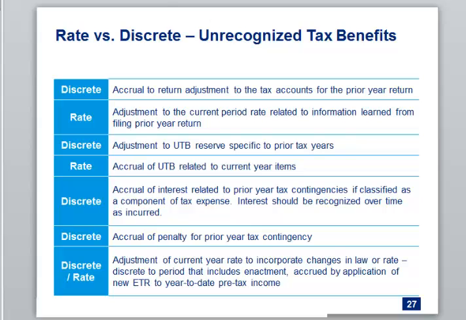So Rilla's question was this. Adjustments to UTBs. If it relates to a prior year, it's discrete. If it relates to the current year, it's rate. Right? Accrual of a penalty for a prior year tax contingency. Right? Your key is prior year, boom, discrete. Accrual of interest related to a prior year tax contingency. Okay, this one's interesting because the interest is actually the current year interest. Right? But interest by definition is going to be discrete. Trust me.